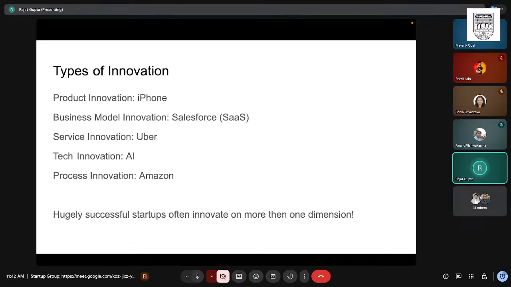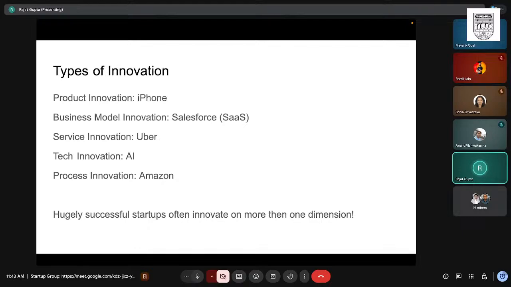And Amazon, you could also innovate just around processes. Amazon is a great example. It's probably one of the most operationally efficient companies out there. And while they do a lot of things, I would say the secret to their success is really the innovation that they do around their internal processes.